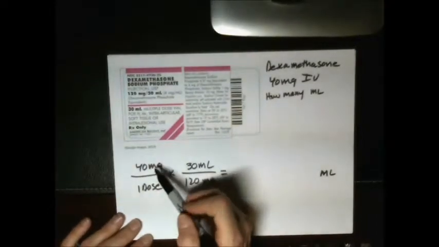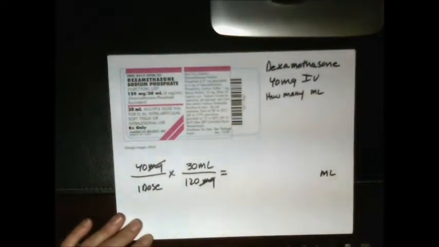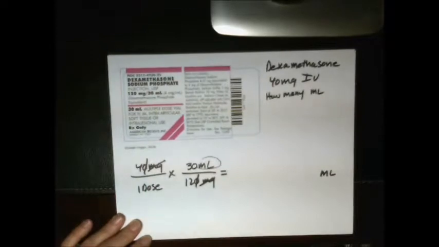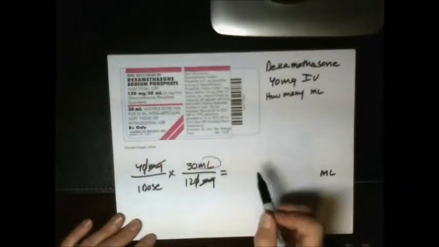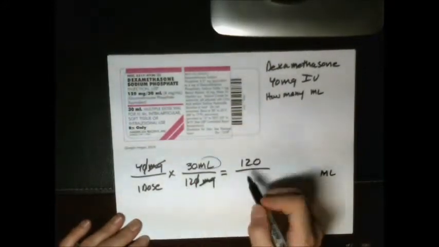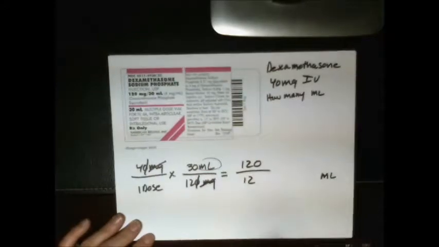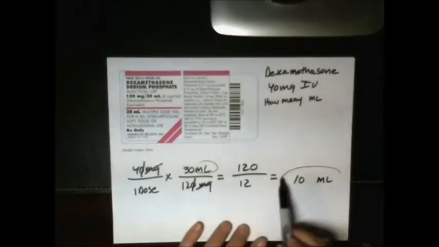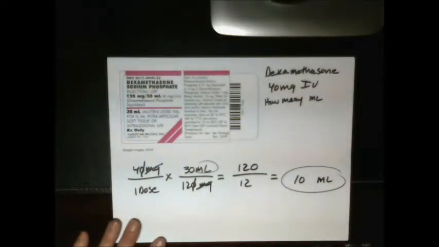I'm going to take advantage of canceling milligrams and milligrams. I want my answer in milliliters. And I'm also going to take advantage of crossing out some of these zeros because we're allowed to do that in algebra. So 4 times 30 equals 120, and 1 times 12 equals 12. 120 divided by 12 equals 10. So our answer is 10 milliliters.